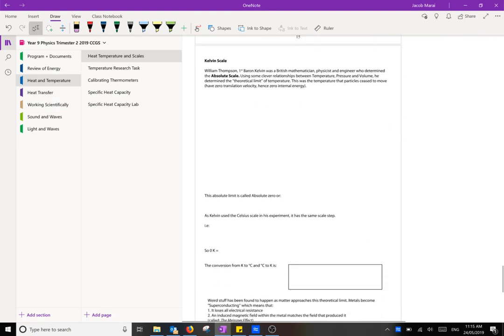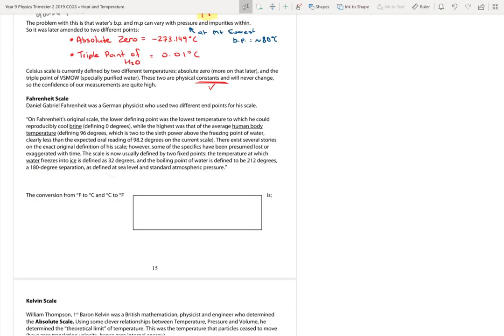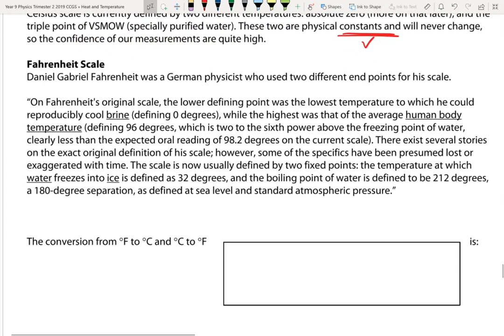Now, let's just quickly look at the Fahrenheit scale. But all I want you to know is that it's a silly scale, it's imperial, and it's silly, and we can laugh at it.